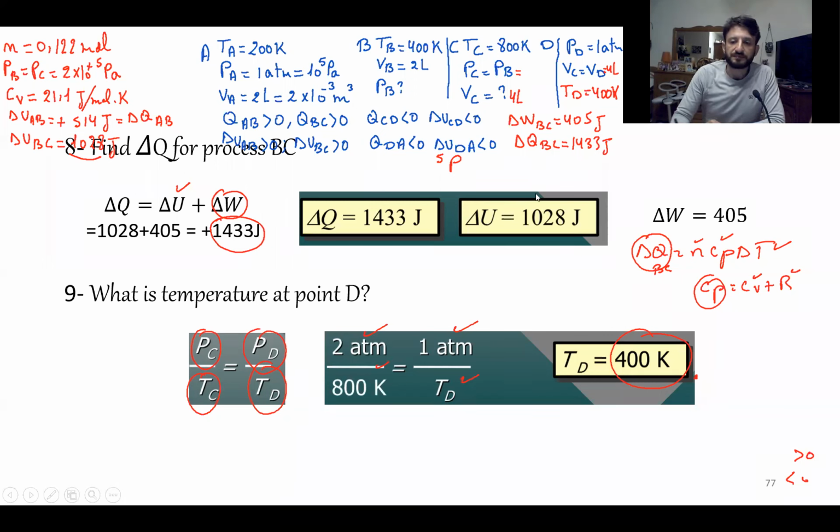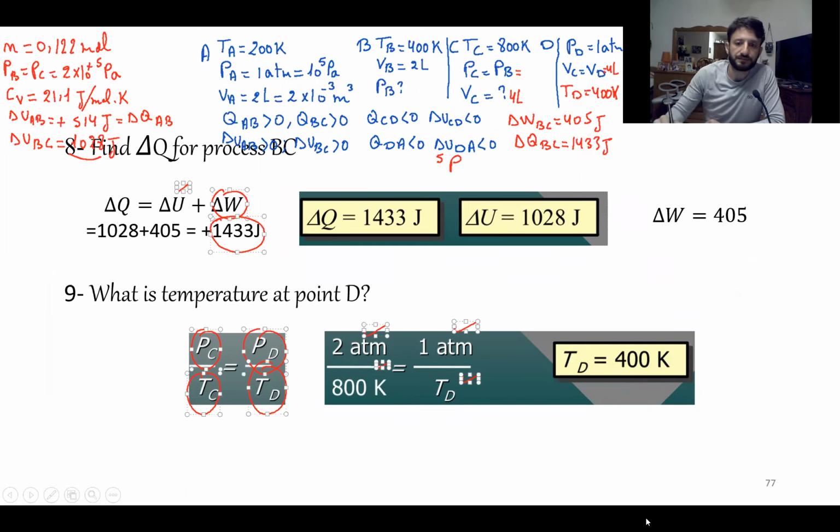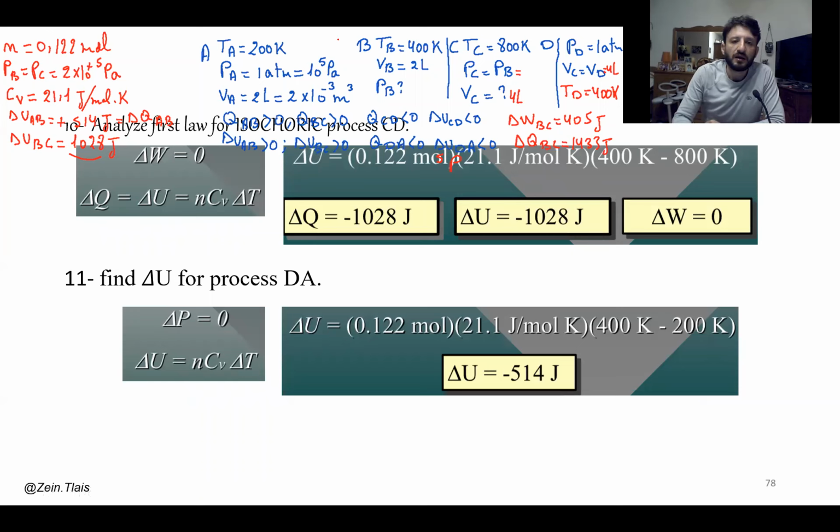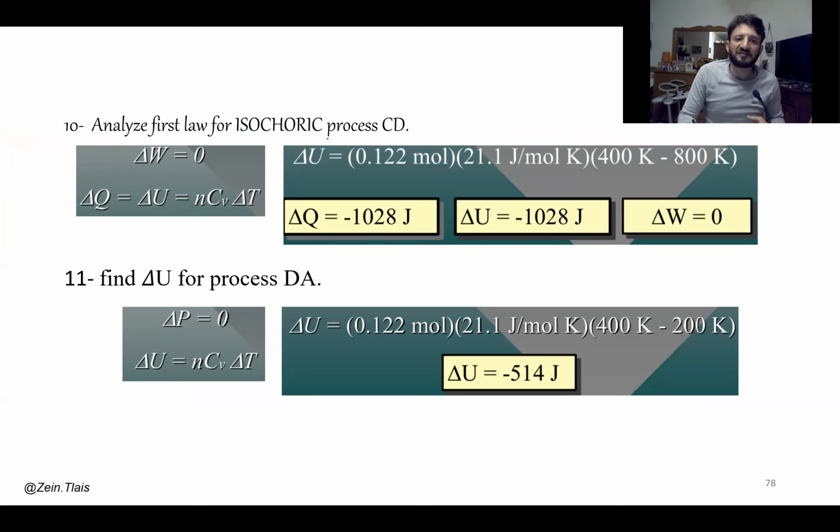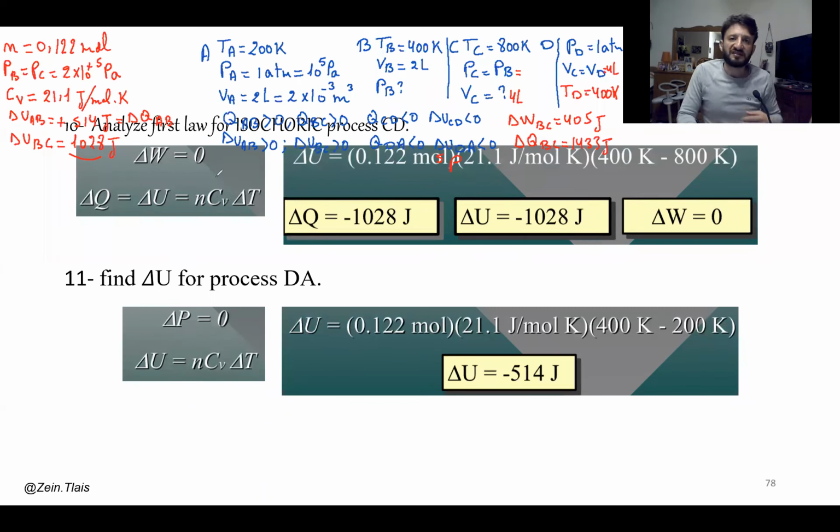Okay, let me eliminate this one before. Analyze first law of isochoric process CD. I mean, we have to find delta Q CD, delta U CD, and delta omega CD. You know, in the case of CD, we have a constant volume. So delta Q equals NCV delta T, and delta omega equals 0.